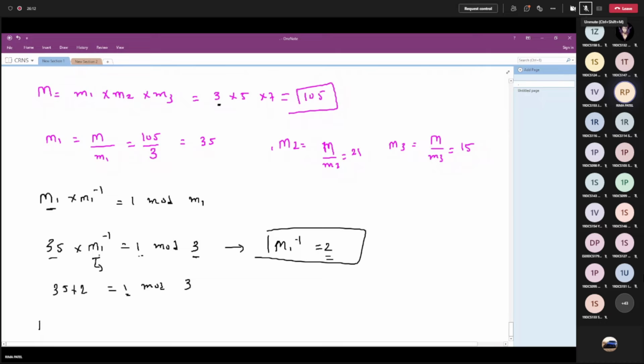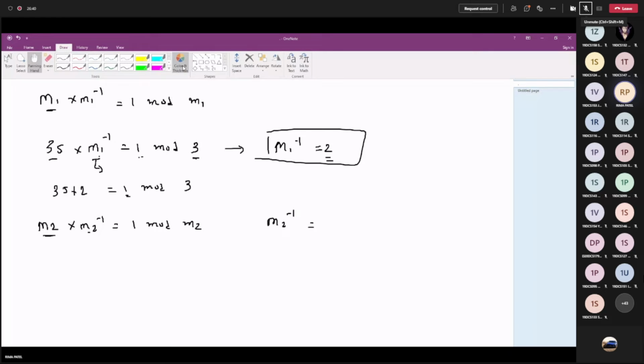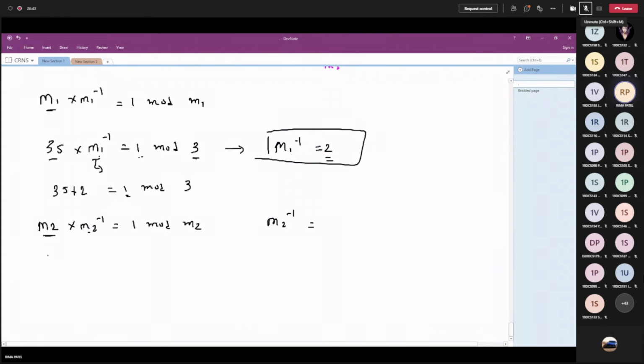Yes, this is how you need to find it for M2 also. So M2 into M2 inverse equal to 1 mod small m2, which is 5. You need to find the value of M2 inverse such that if I multiply it with M2, what is the value of M2? 21, right? So I'm putting it into the equation: 21 into M2 inverse equal to 1 mod 5. Tell me the value now.